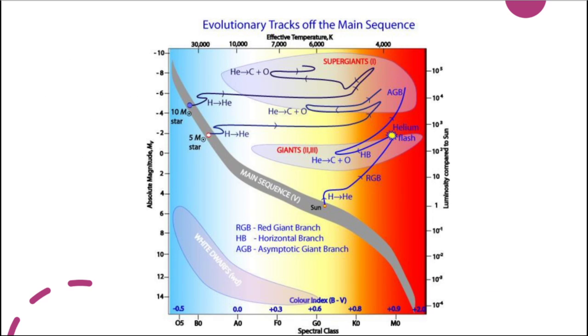So this is basically wrapping up the medium-sized star's lifespan. As you can see, the sun in the middle of the main sequence, a bit off the middle, and you can trace its path through the red giant branch after the helium flash.